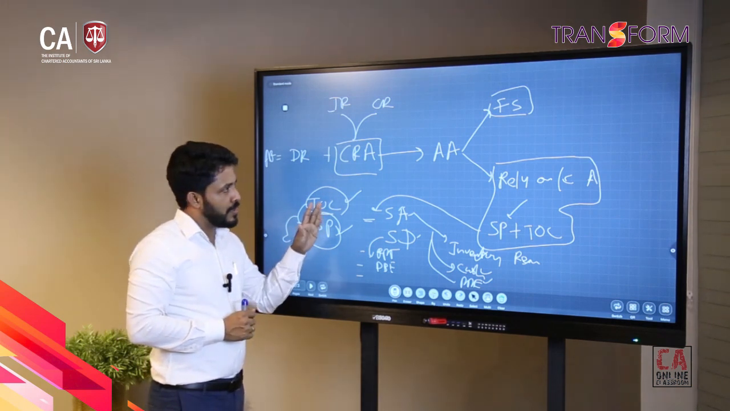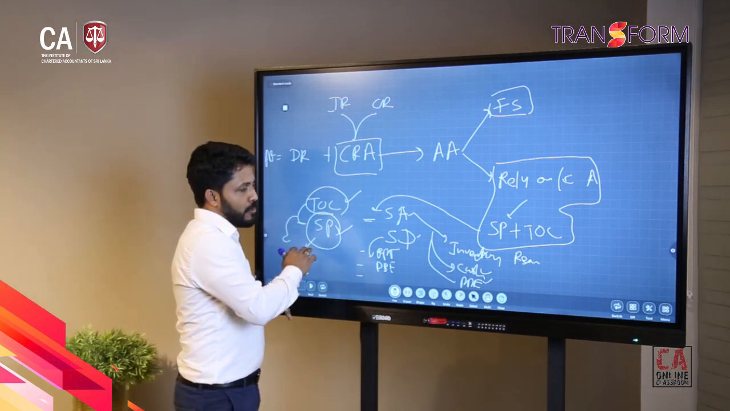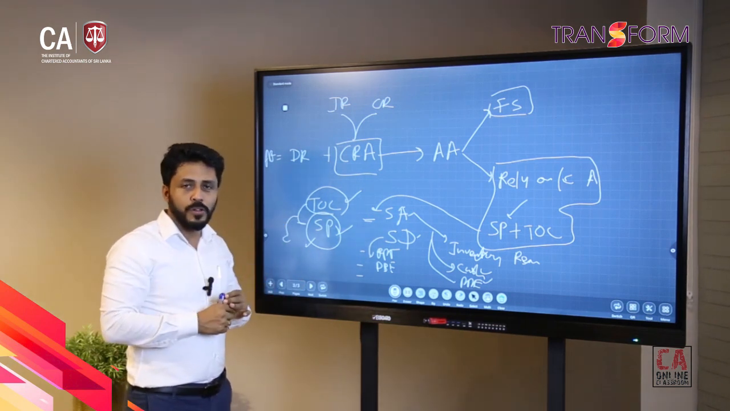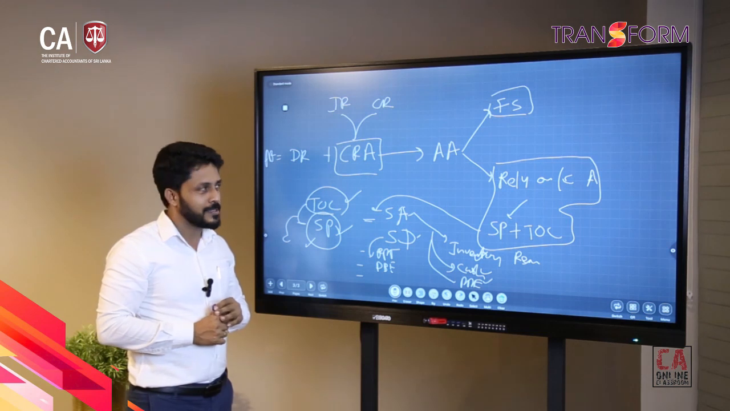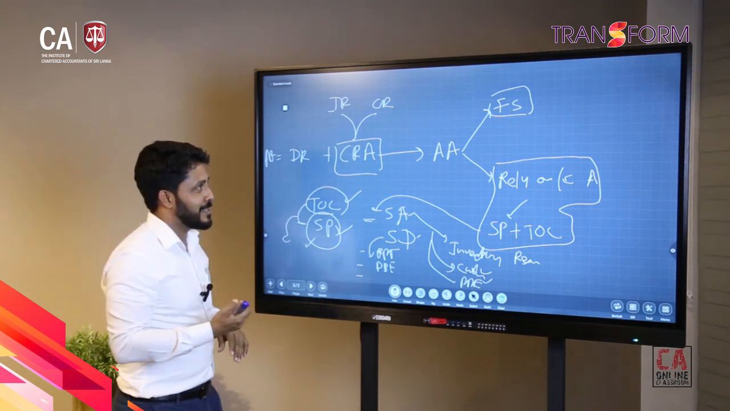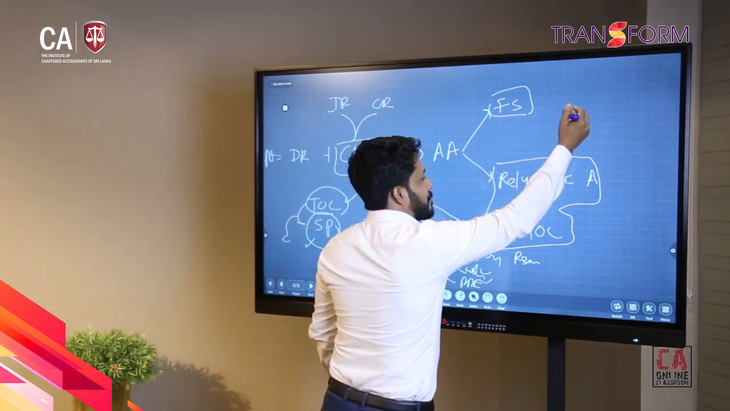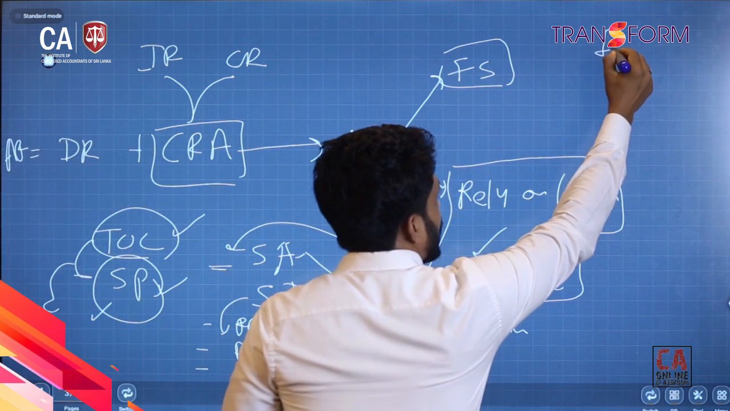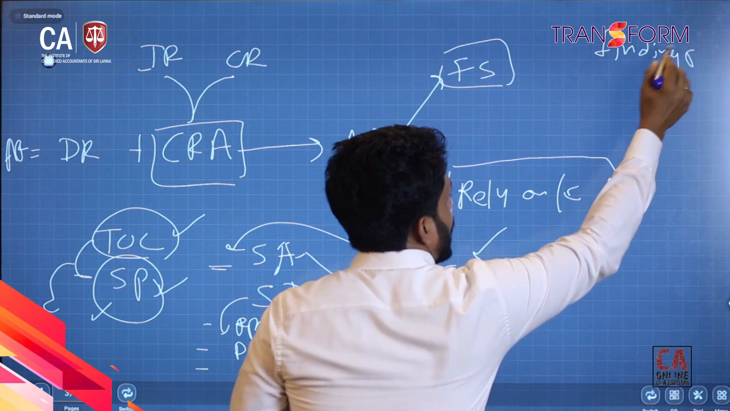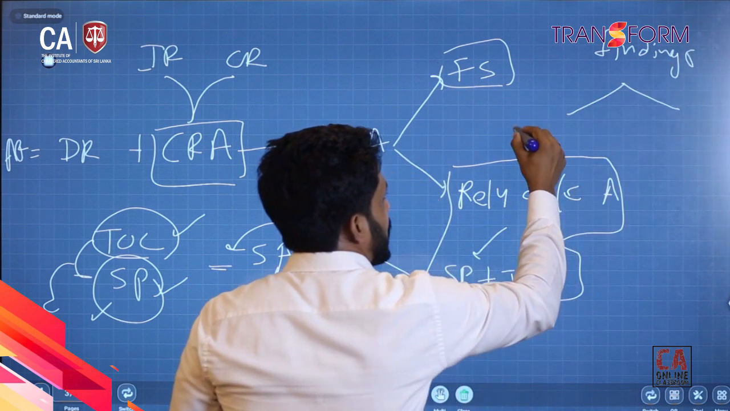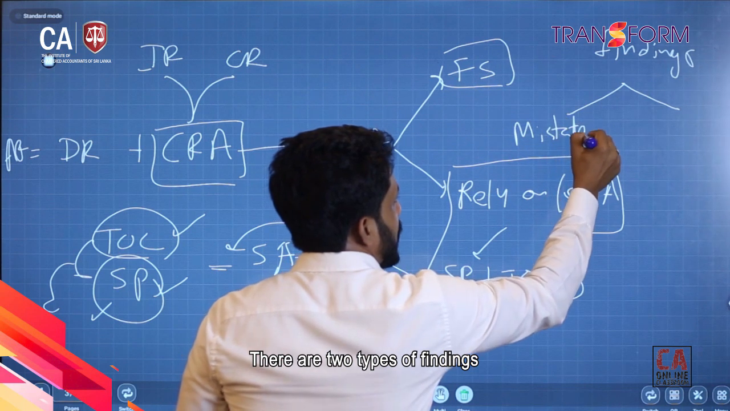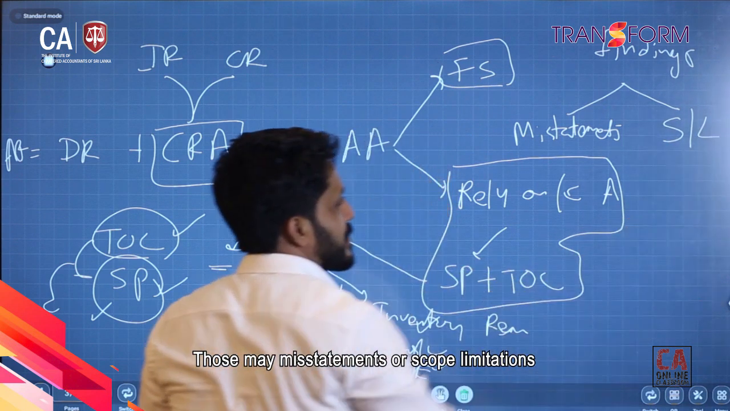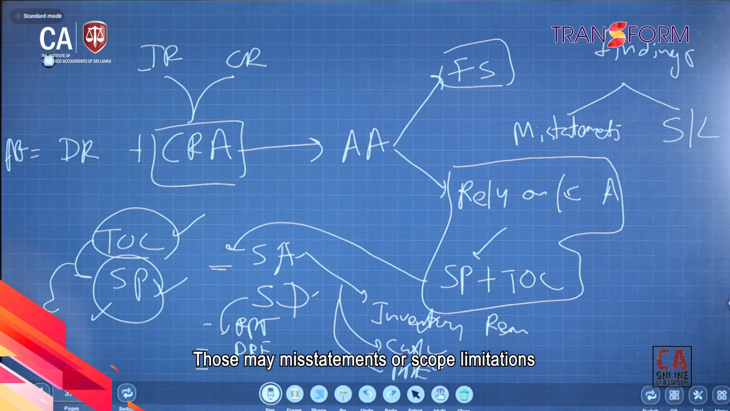So then, what we have to do is, after completing all those procedures for significant accounts and disclosures, you have to list down all the challenges, right? So then these challenges, these findings, can be divided. Let's say it may be misstatements or scope limitations. Misstatements or scope limitations, right?